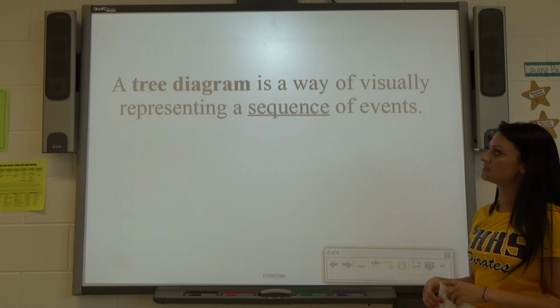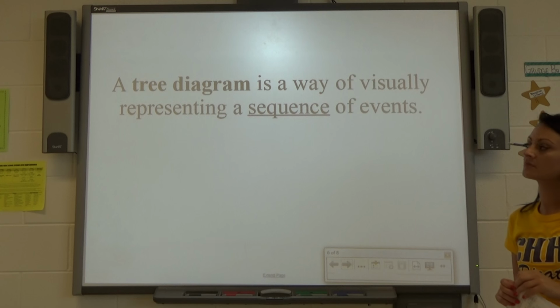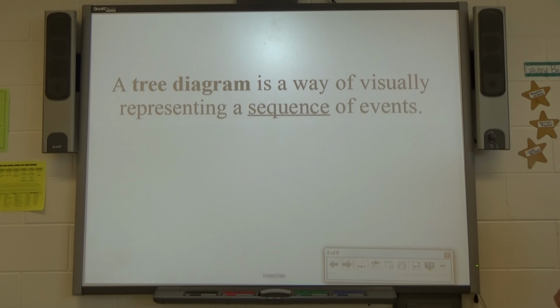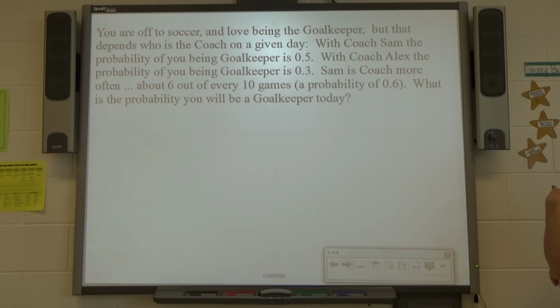And the last thing that we need to talk about is tree diagrams. Tree diagrams are going to deal with a sequence of things happening. And I'm going to skip to the problem about the goalie. So we're going to go off to soccer. We want to be the goalkeeper, but it depends on who's coach that day. So we could have Coach Sam, and the probability of being goalie with Coach Sam is 0.5. With Coach Alex, we have a possible goalkeeper probability of 0.3.